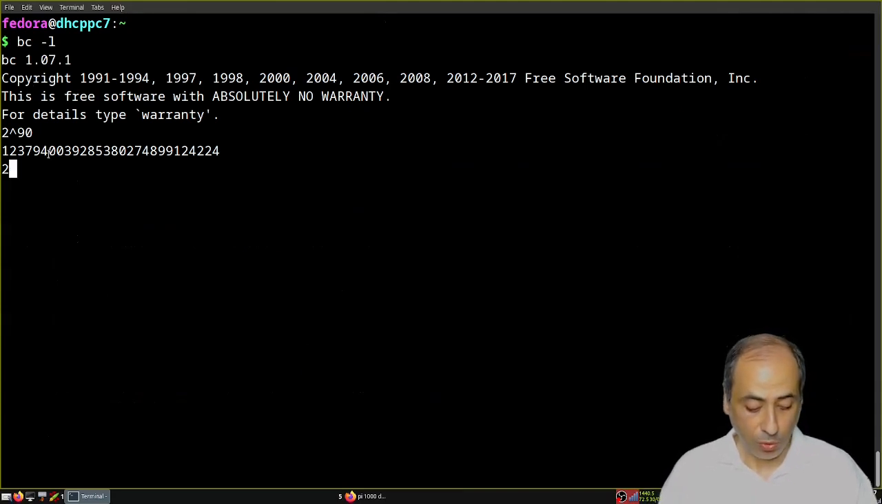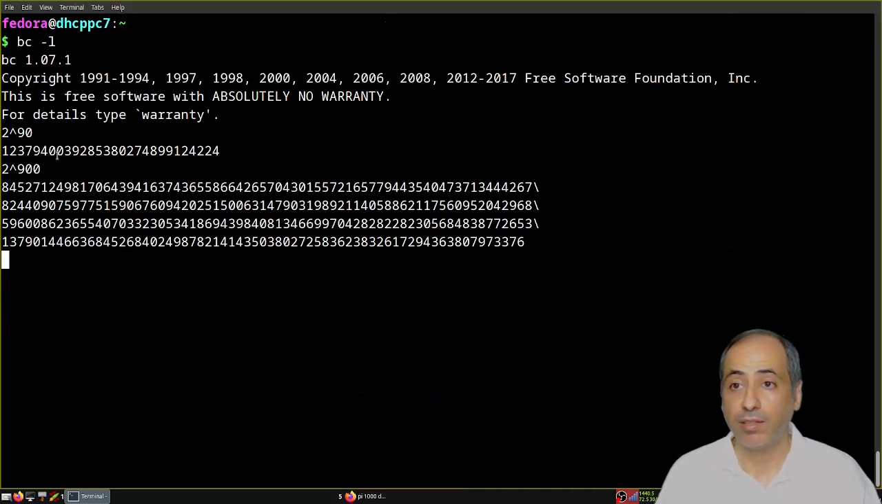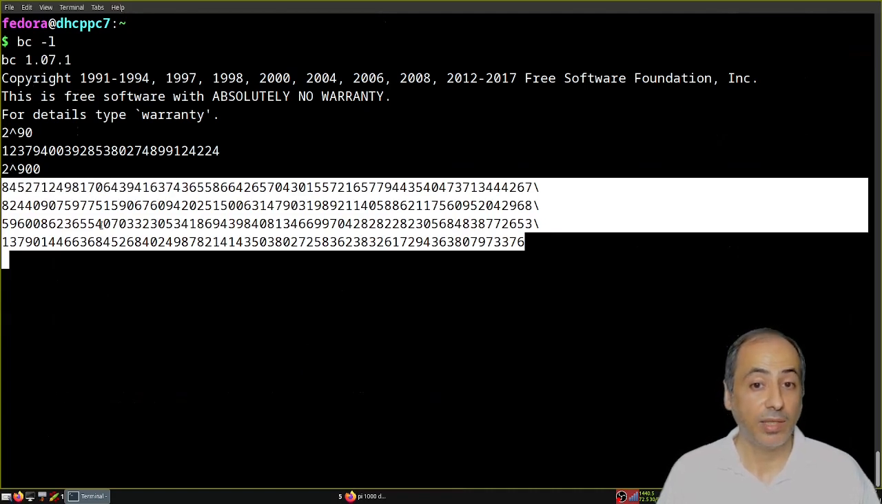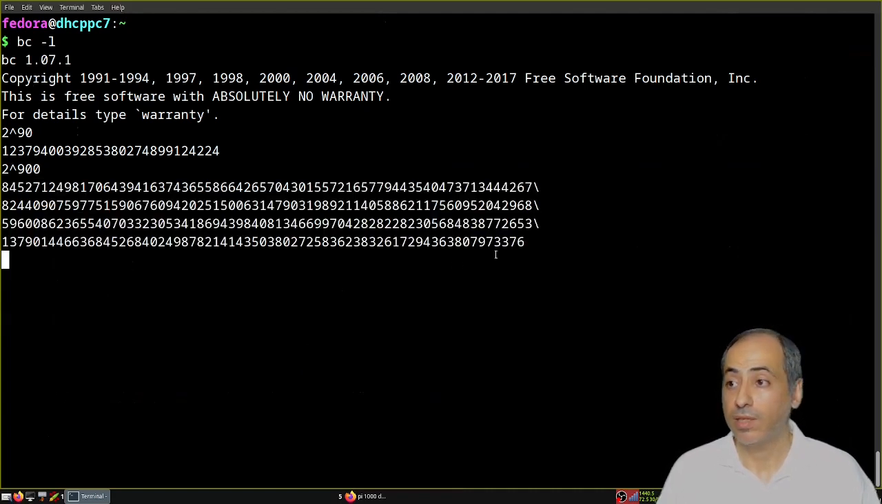Let's say I want to go to 2 to the power 900. It also gives it to me, and of course 2 to the 900 is around 271 digits. So it directly calculated it without any fuss. For pi, you have to use the following. We first have to set the scale for how many digits, and let's say the scale is 1000. So it is 1000 digits after the decimal.